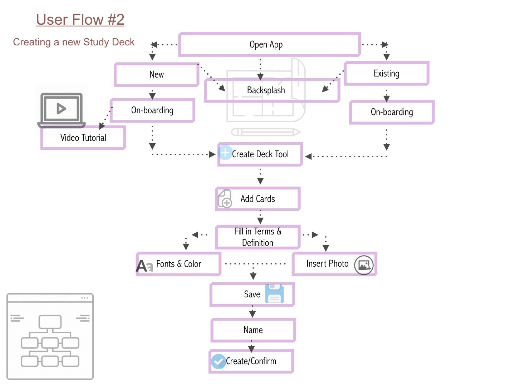Once at the home page, you then click on the Create Deck tool, then Add Cards. From there, you can fill in your terms and definitions. With the customization tools, you are able to change the font style, size, and color. With the Insert Photo tool, you can choose to add a photo for more of a visual representation. Once all customizations are completed, you then click Save and name your deck. After confirming all is correct, you click Create.